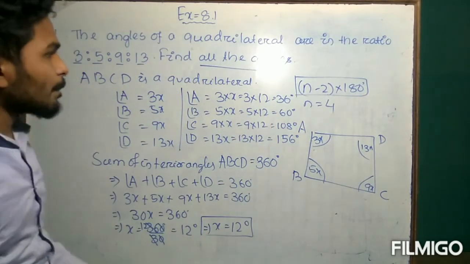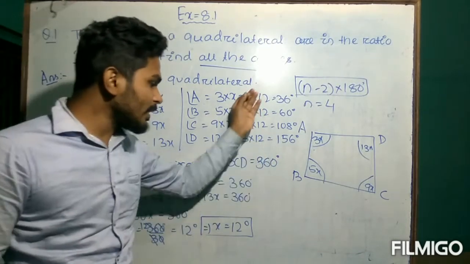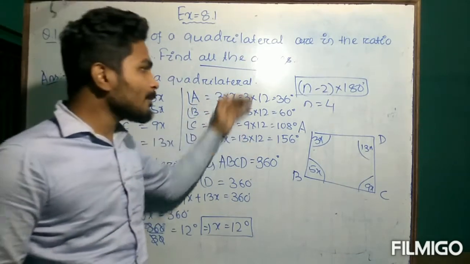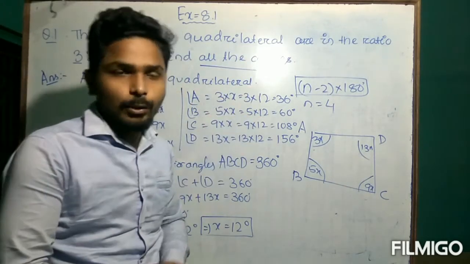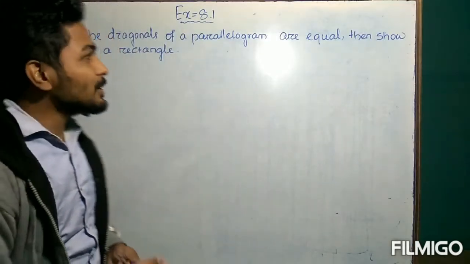So in this way, using the fact that the sum of interior angles of a quadrilateral is 360 degrees, we can find the value of x, then substitute it in each individual angle, and we get the individual angle values of this quadrilateral. Now let us understand question number 2.